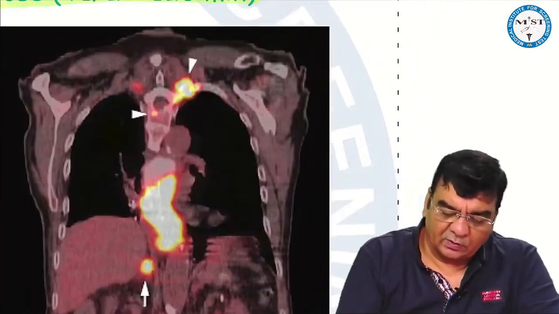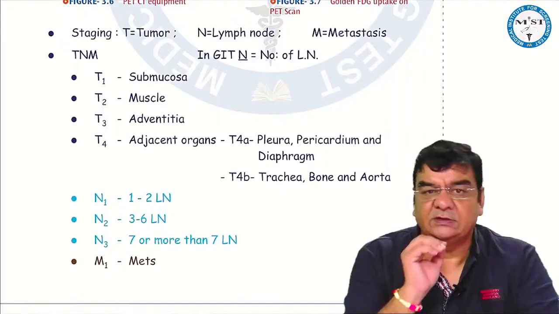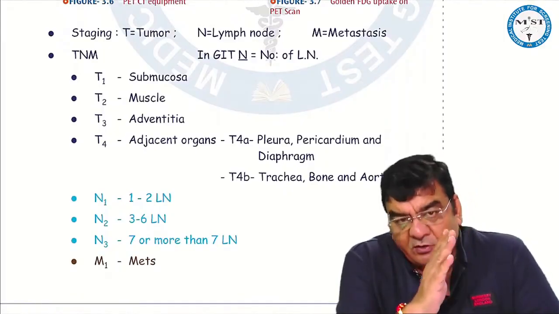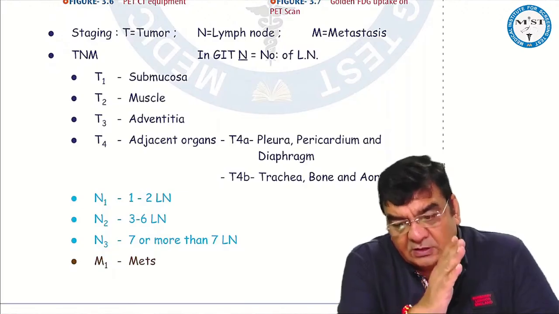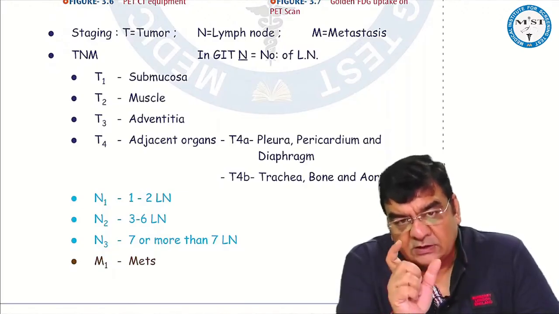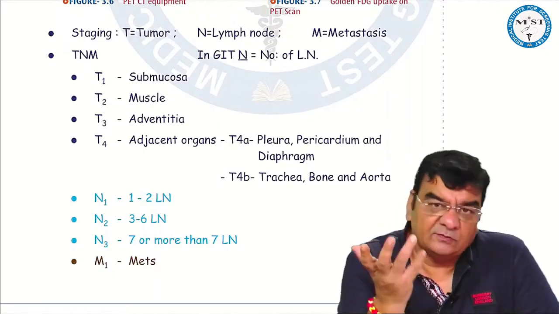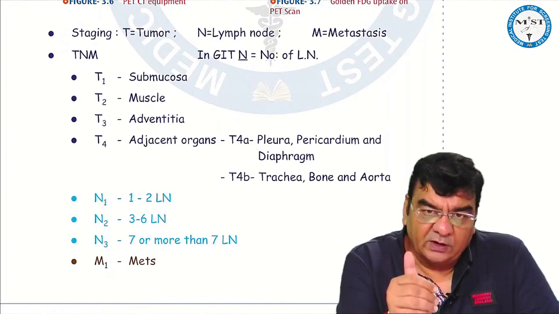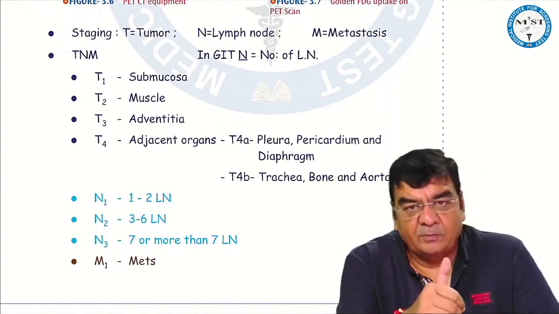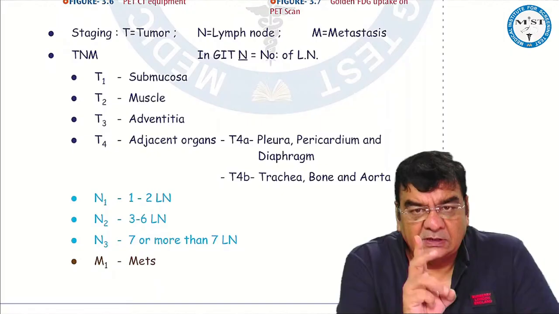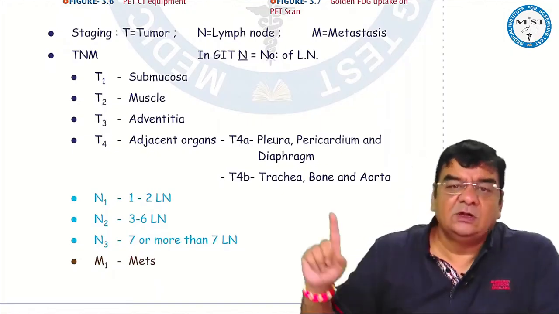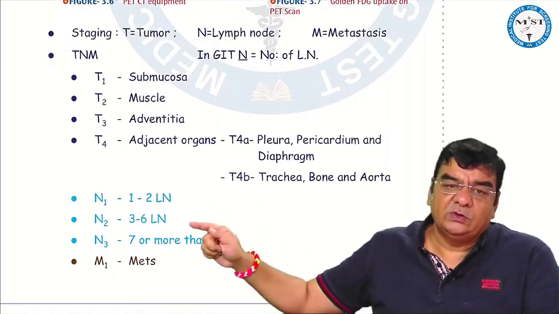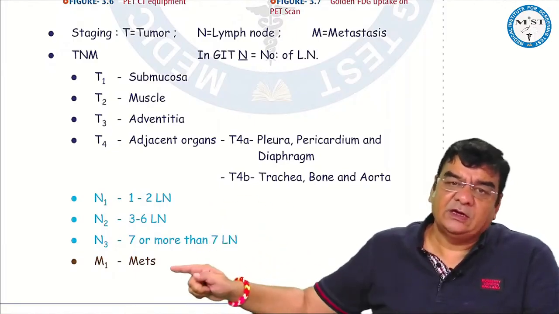Now, once we have done all the investigations, we can do the staging of cancer. In GI cancers, generally when we talk about the GI tract, T staging is for the depth of tumor, N staging is for the number of lymph nodes, and M is for metastasis. T1, T2, T3, T4, T4A, T4B, N1, N2, N3, and M1. Submucosa, muscle, adventitia, adjacent organs. Pleura, pericardium, diaphragm, trachea, bone, aorta. 1 to 2, 3 to 6, 7 or more than 7, and metastasis.